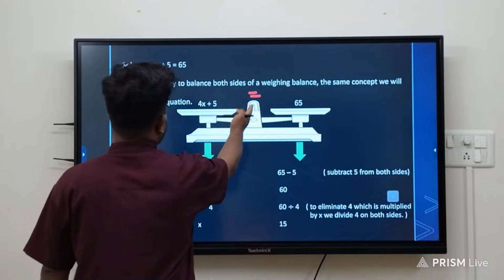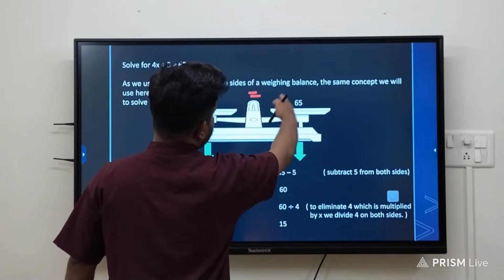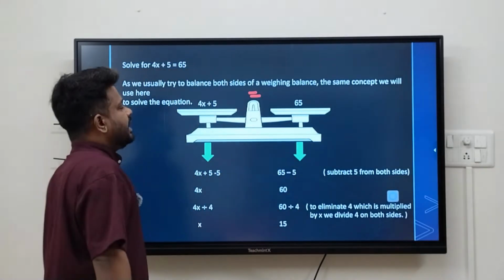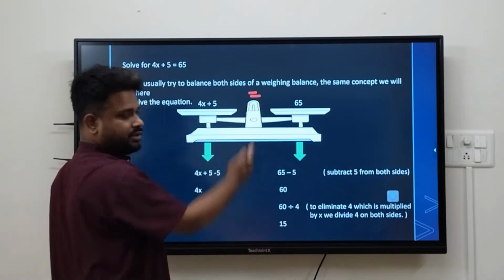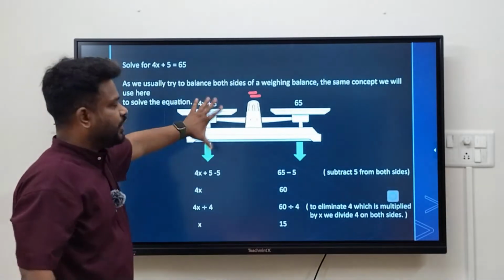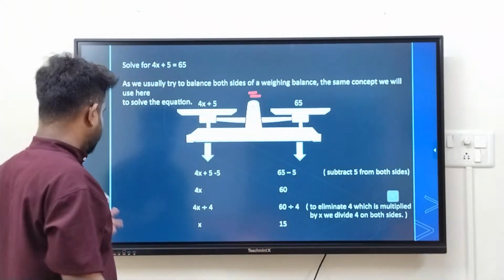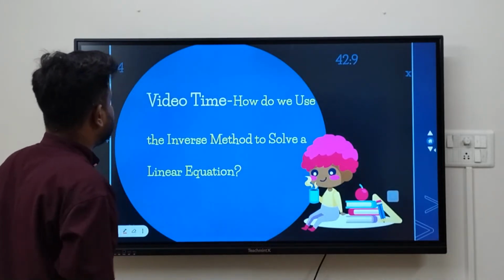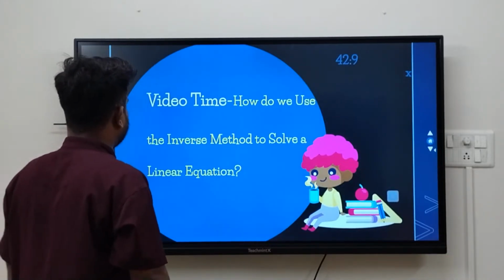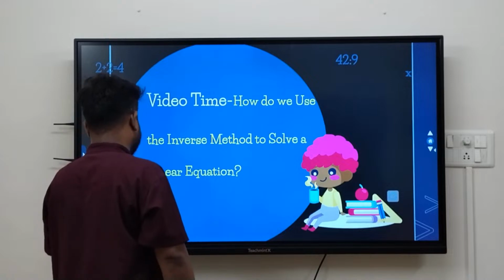We are just subtracting something from this side and also subtracting something from this side. If we don't do that, then the balance will get unbalanced. Okay, just try to remember this. The next one is another video: how do we use the inverse method to solve a linear equation? Okay, so let's see the video here.